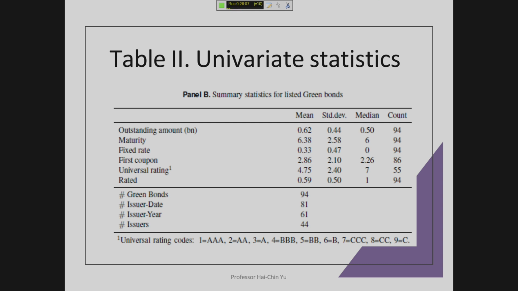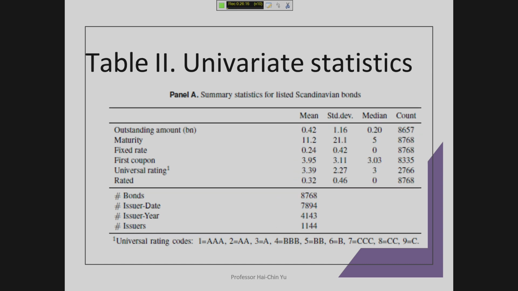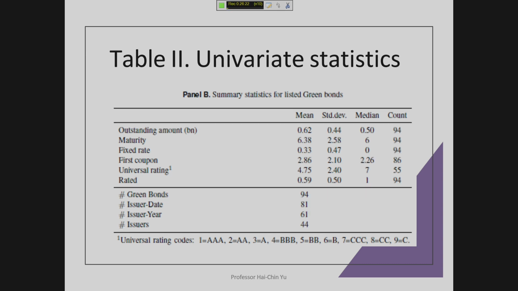first coupon is lower, and fixed rate is much higher compared to regular only 24. So green bonds would like to lock the coupon because the coupon is already very low. So they usually would prefer fixed rate rather than floating rate. Maturity is short, much shorter, right?